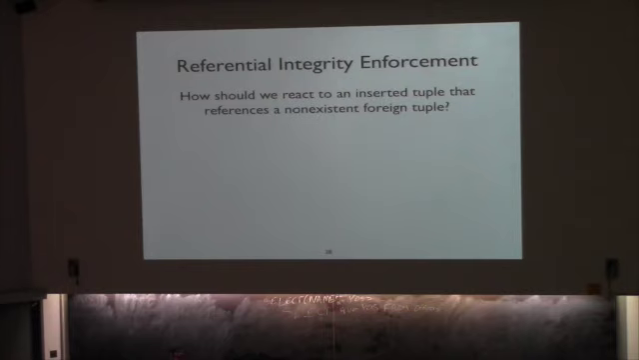So how should we react to a tuple being inserted that points to something that doesn't exist? Reject it, yeah. There's really nothing that you can do at this. There's no obvious changes to the database that will make this sane. What if we delete a tuple that has been referenced somewhere else? Yes? So don't allow the deletion to happen. Reject, as before.